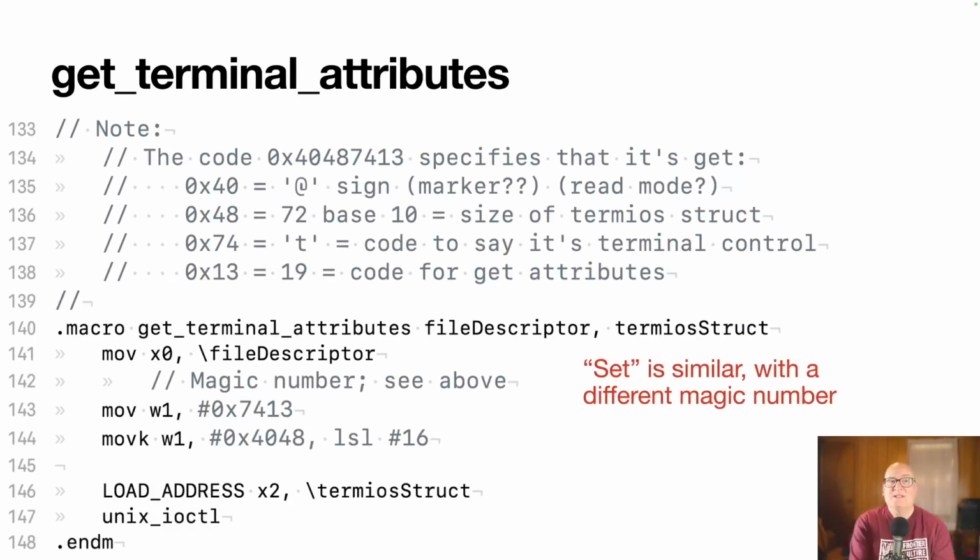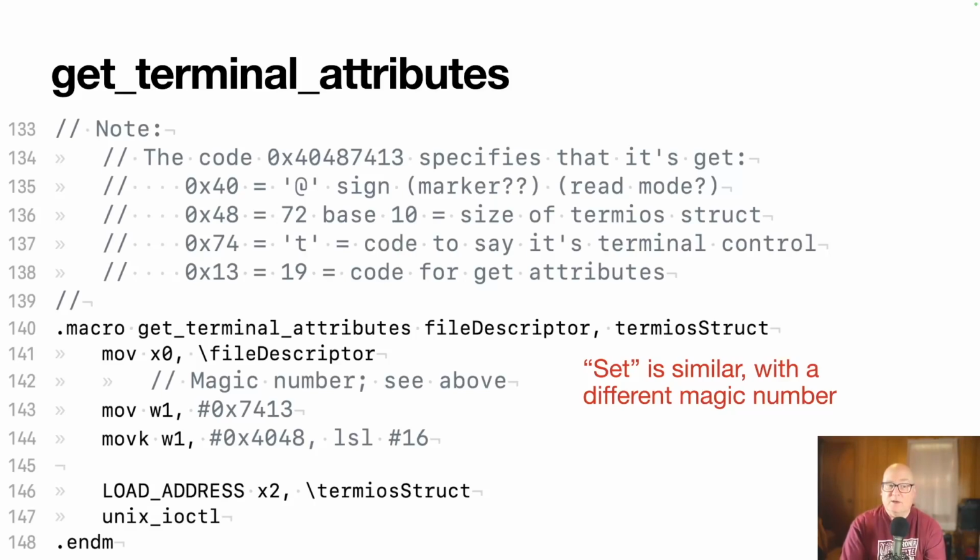All right, so now this is the part that needed all the research. We needed a function to get the terminal attributes. So I made a macro out of it. It takes a file descriptor and a termios struct, which is the structure that the IOCTL driver, the terminal driver, will use to write these attributes in. And to get that, X0 gets the file descriptor, which is usually 0 for standard in. And then we need this magic number.